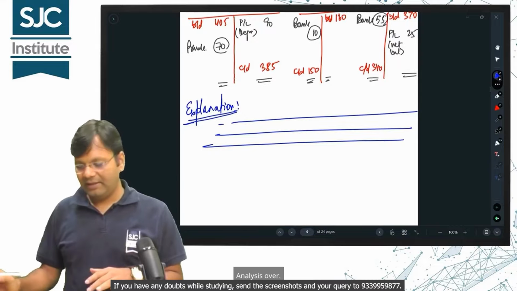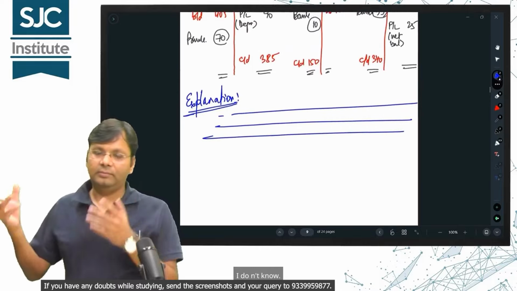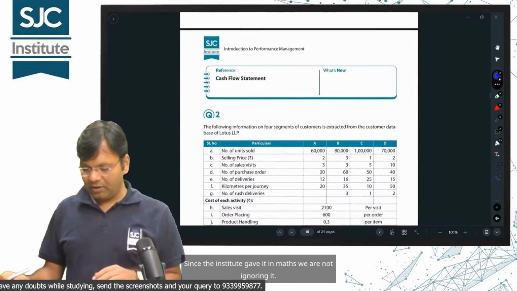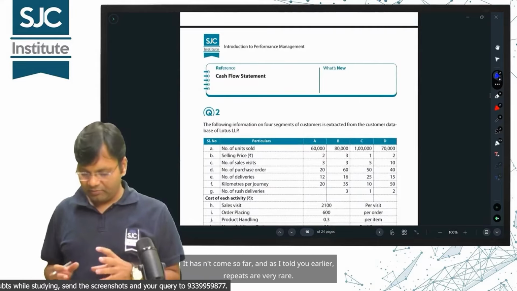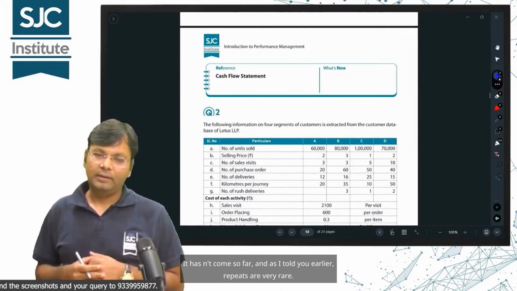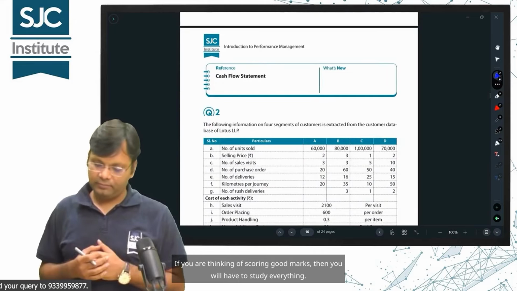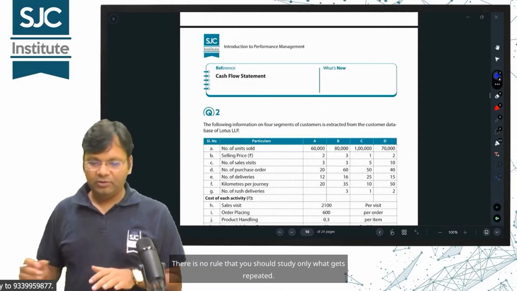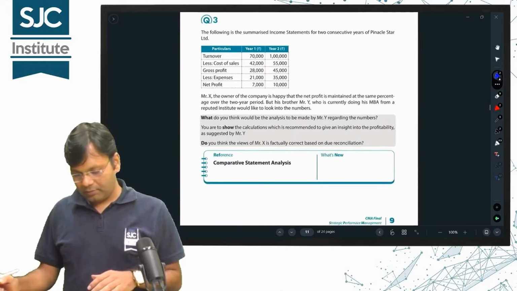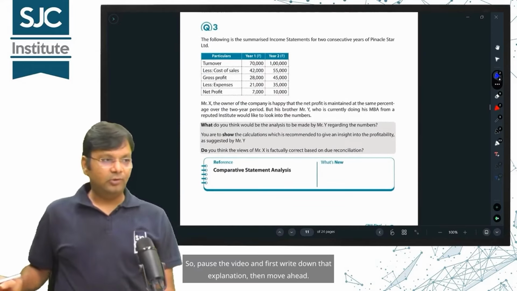Okay, analysis over. So, sir, will this kind of question come in the exam? I don't know. Since the institute gave it in maths, we are not ignoring it. Not sure. It hasn't come so far, and as I told you earlier, repeats are very rare. If you are thinking of scoring good marks, then you will have to study everything. There is no rule that you should study only what gets repeated. So pause the video and first write down that explanation, then move ahead.